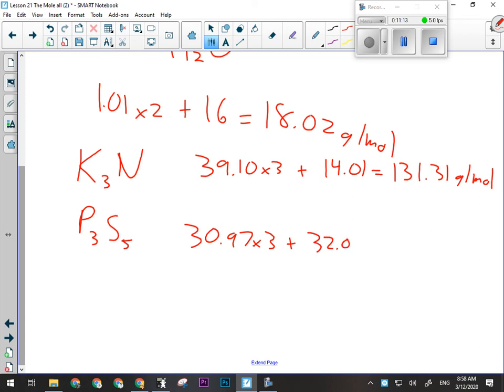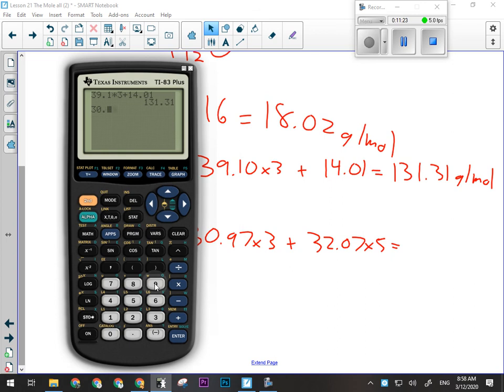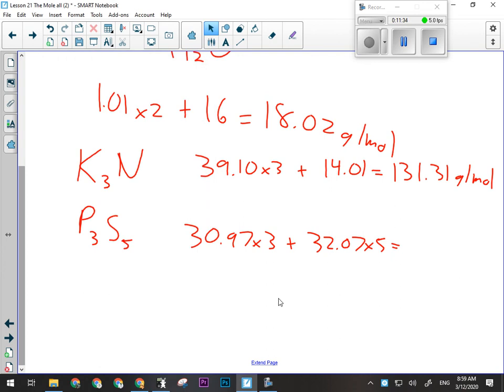Mind like a steel trap. Okay, times 5. And then put them together. So we'll have our 30.97 times 3 plus 32.07 times 5. So we've got a molar mass there of 253.26 grams per mole. Is that pretty straightforward?